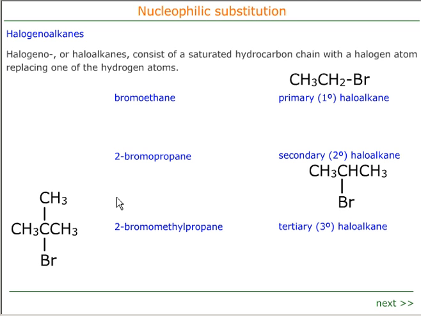In the third case, the tertiary halogenoalkane, there are three alkyl groups attached to the carbon that holds the halogen. So 2-bromomethylpropane is a tertiary halogenoalkane.